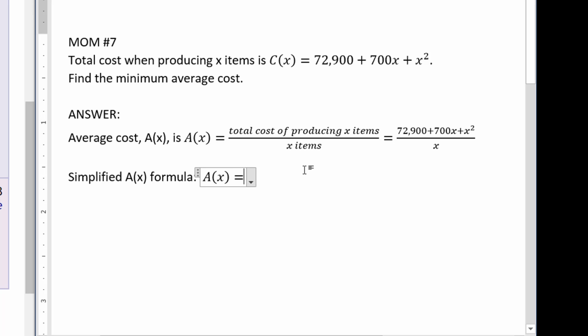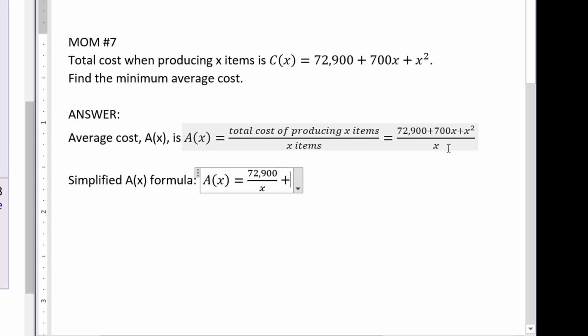So I could write it as 72,900 divided by x plus 700x divided by x. So x on top cancels with x on the bottom, leaving just 700. Plus x squared divided by x. X squared divided by x will just leave x. So this is a simplified way to write A of x.